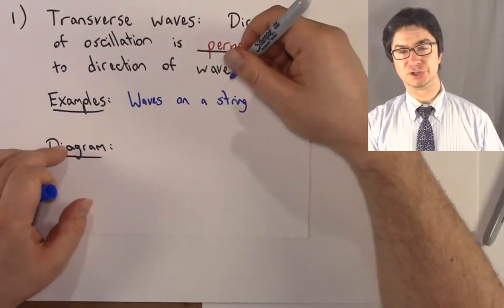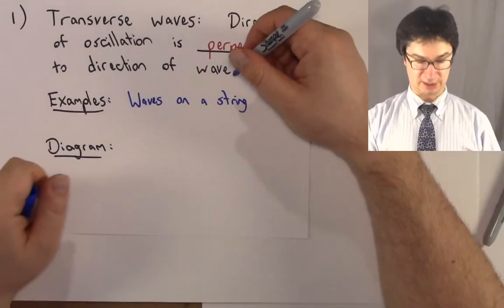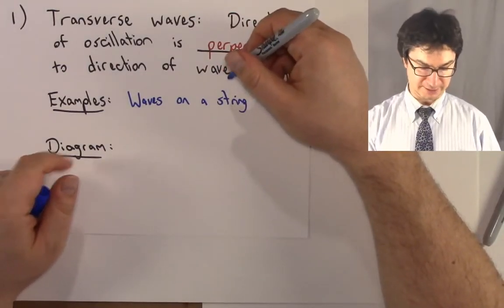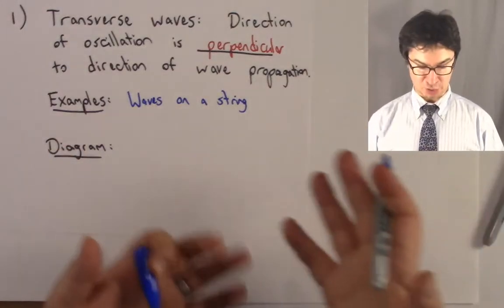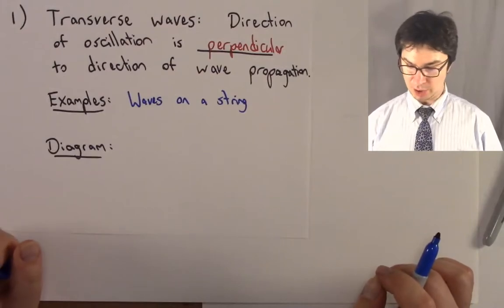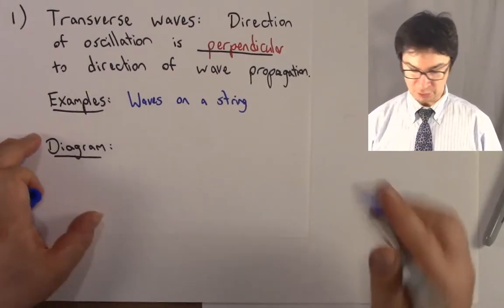So if you play a musical instrument on a stringed instrument, like a guitar or a ukulele or a violin, whenever you pluck that string, you're creating a wave on that string, and that is a transverse wave. Other examples of transverse waves would be ripples on a pond.